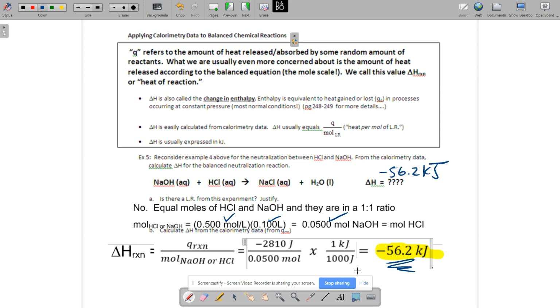56.2 kJs. Okay, so take-home message is Q is the amount of heat released or absorbed for your experiment, whatever amount you used, and delta H is the amount of heat released per the balanced equation, the heat released per mole of limiting reactant. Because the limiting reactant is going to limit how much product you can make, that same limiting reactant is going to limit how much heat you can make.